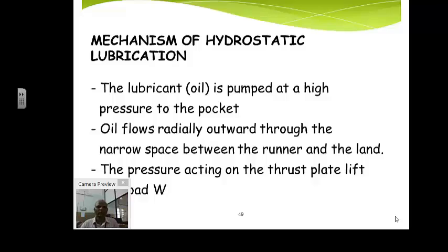So the mechanism of lubrication: the lubricant is pumped at a high pressure to the pocket, as we mentioned earlier, or to the recess portion. Oil flows radially outward through the narrow space between the runner and the land. The pressure acting on the thrust plate lifts the load W. Thrust plate is the runner.